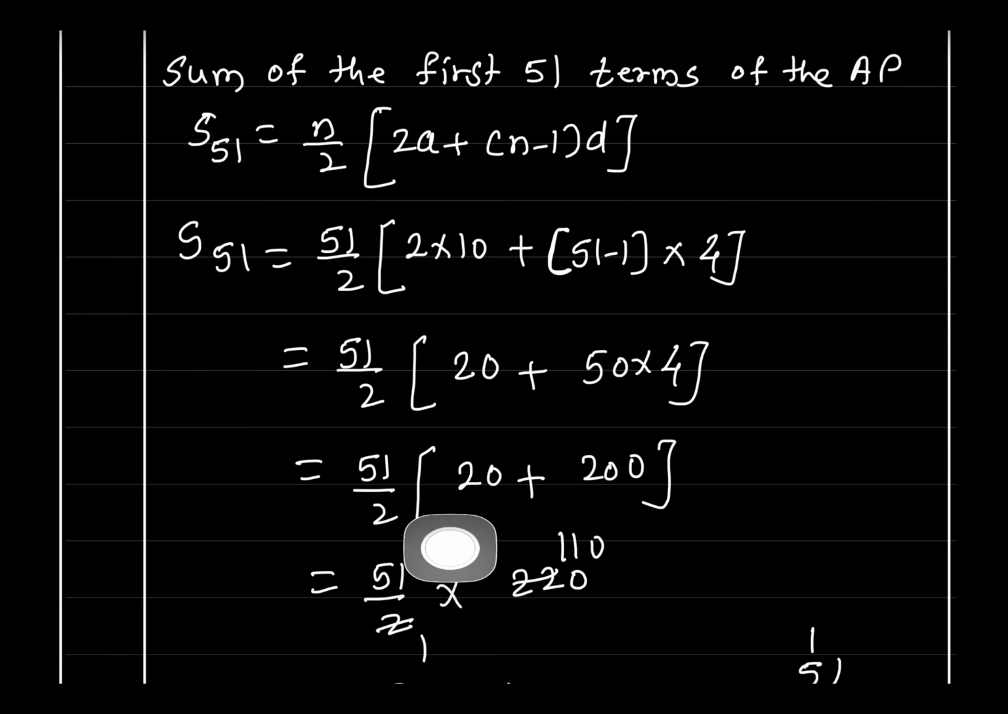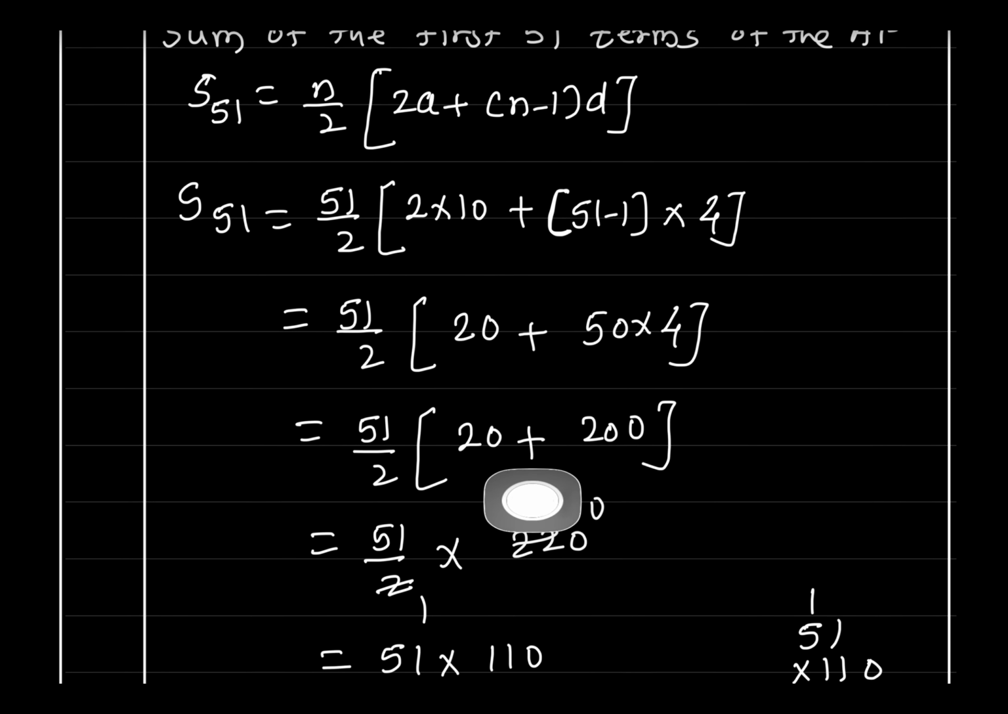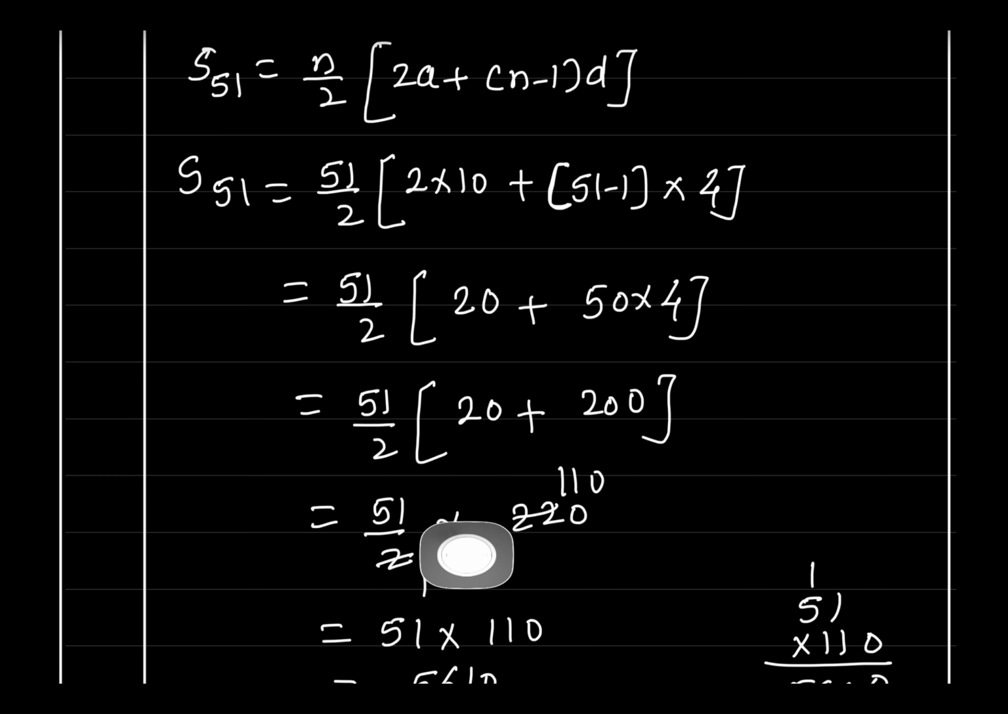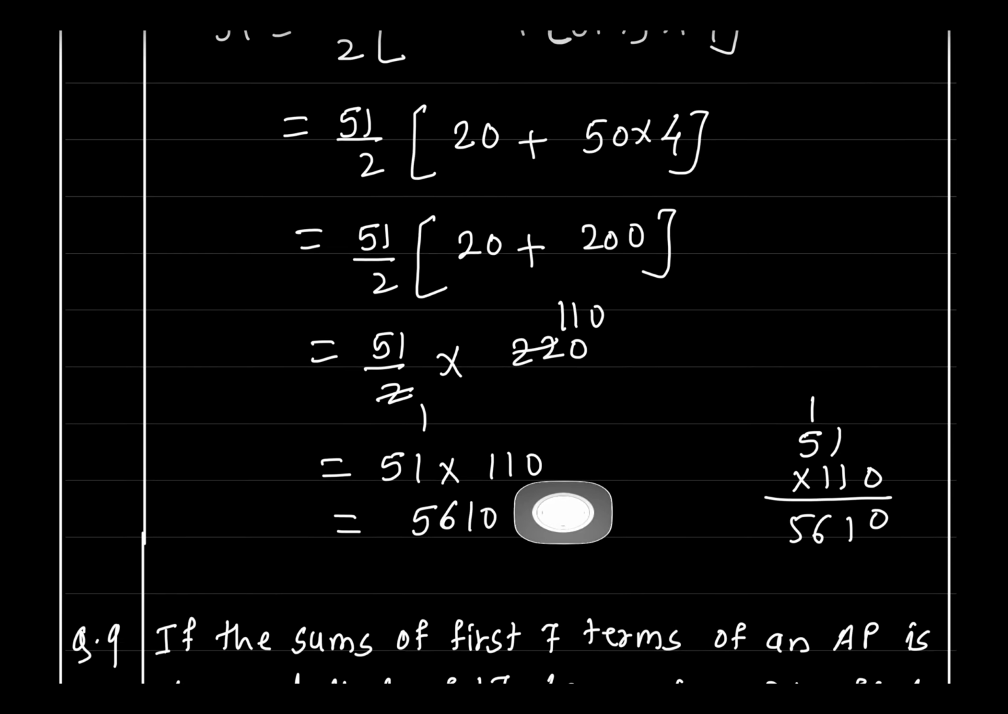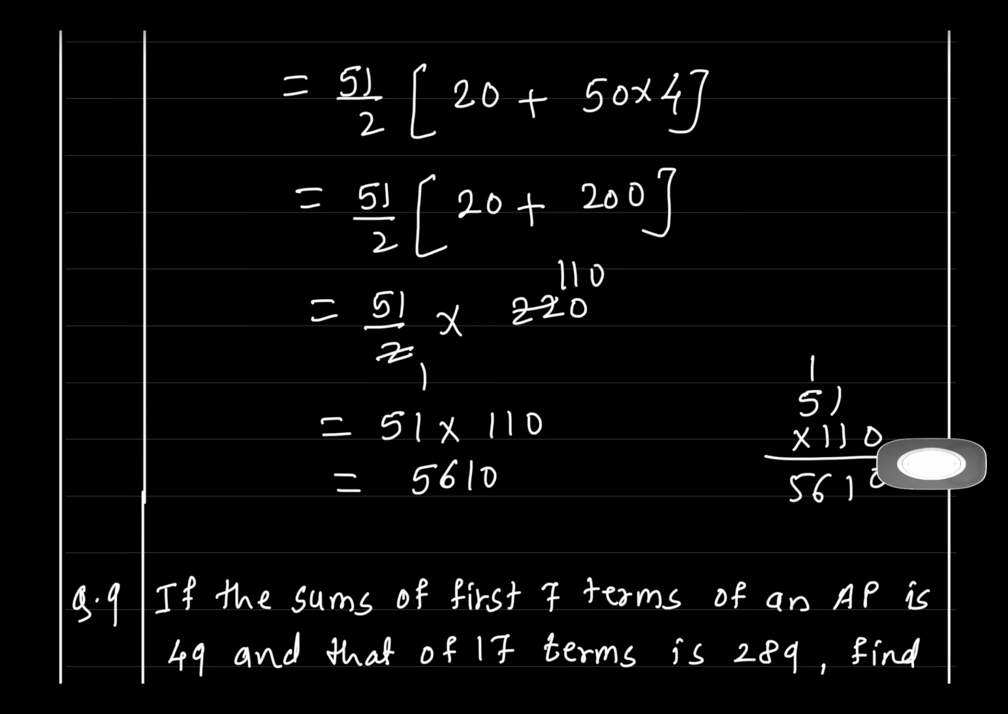51 upon 2 as it is, 2 into 10 is 20, plus 50 into 4. 5 4s are 20, 0 as it is, means 200. Addition is 220. So 51 upon 2 into 220, remove the bracket now. By this 2 upon 2 you can divide 220: 2 ones are 2, 2 ones are 2, means 110. So 51 into 110, 51 into 11 you can do, and 0 you have to keep as it is.